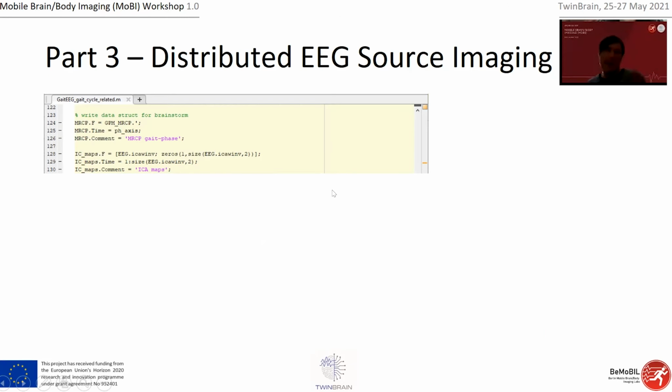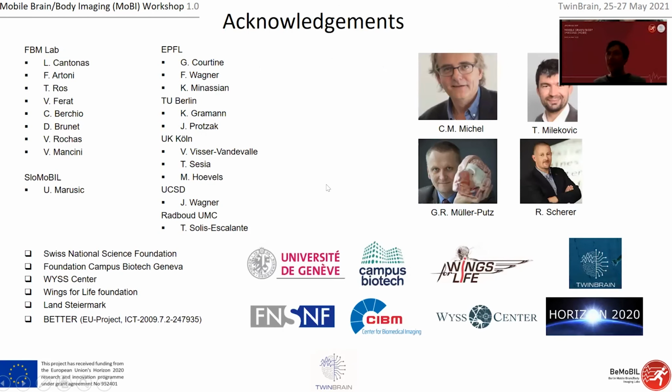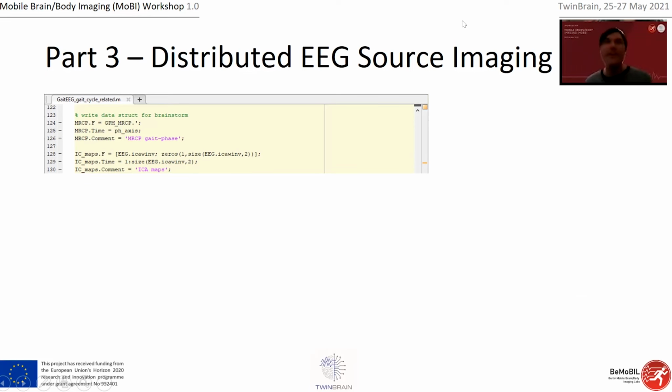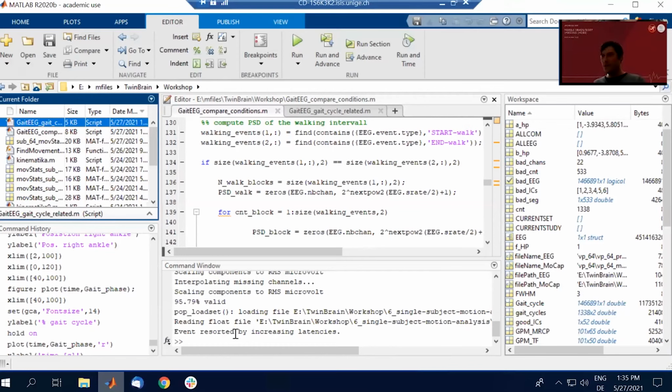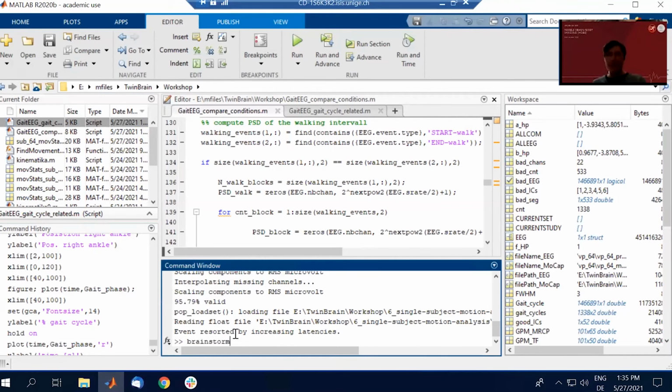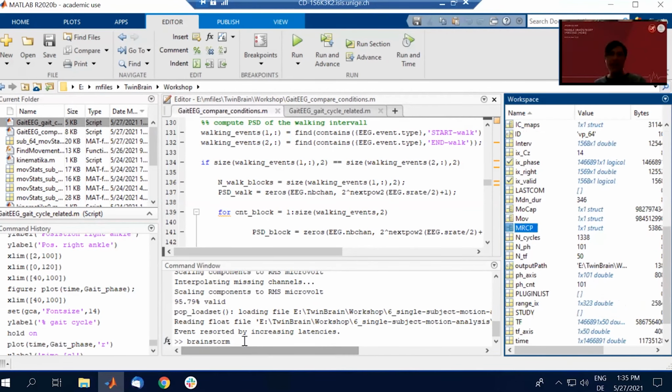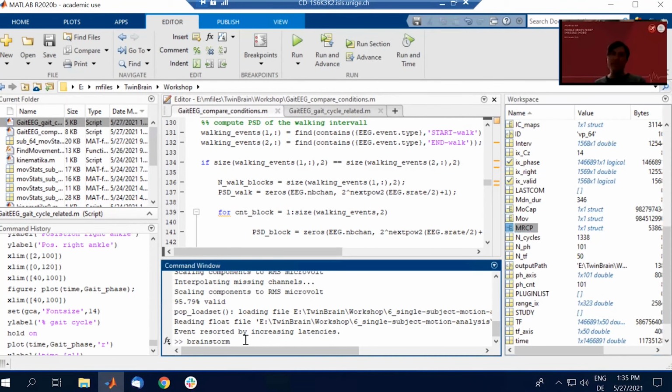Oops, I have to thank my supervisors and funding agencies, but now I'm going to go to the live demo, if I may. Do you now see a MATLAB screen? I think you do. Good. I think this is already done. I should have these variables in my workspace. Here is the MRCP, that's encouraging. And I just start now from scratch, Brainstorm.